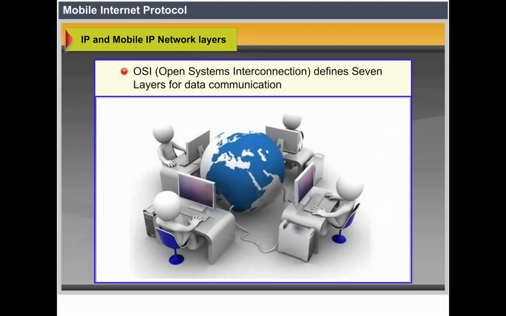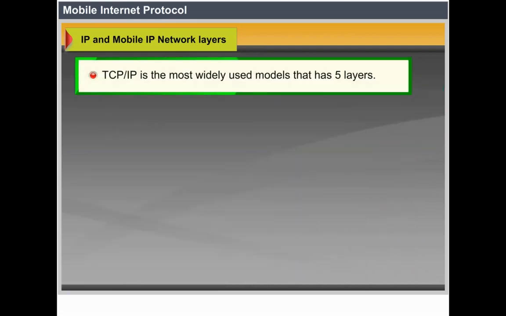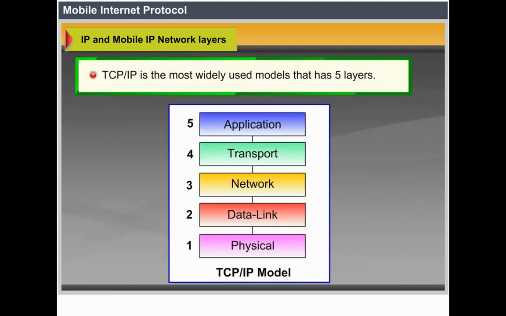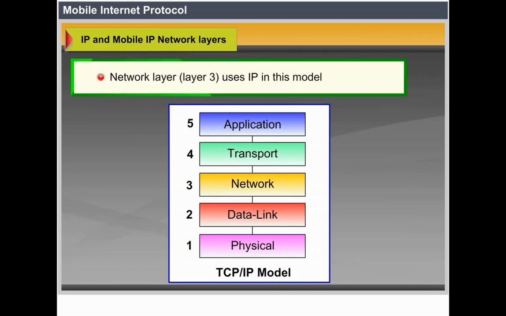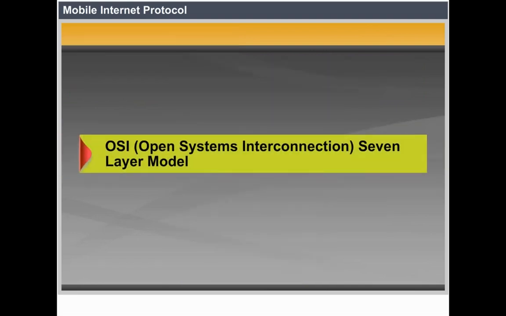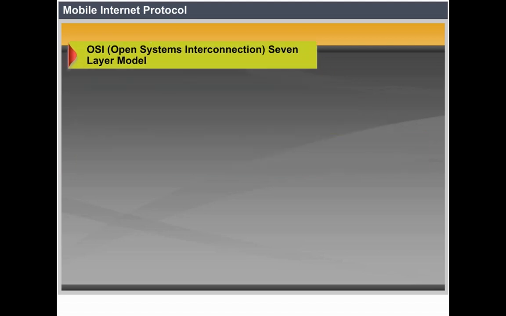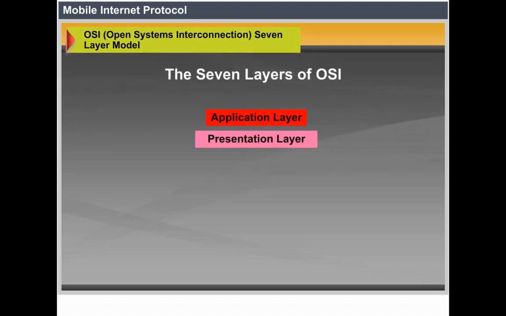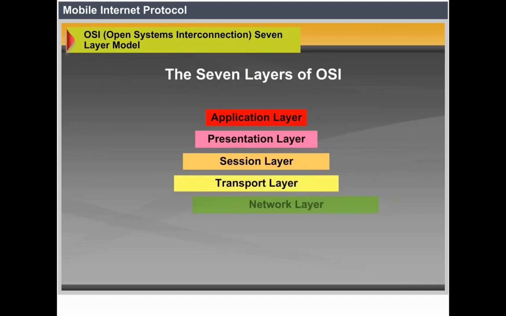OSI, Open Systems Interconnection, defines 7 layers for data communication. TCP/IP is the most widely used model, having 5 layers. The network layer, layer 3, uses IP in this model. The OSI 7-layer model: the figure below shows the 7 layers of OSI.